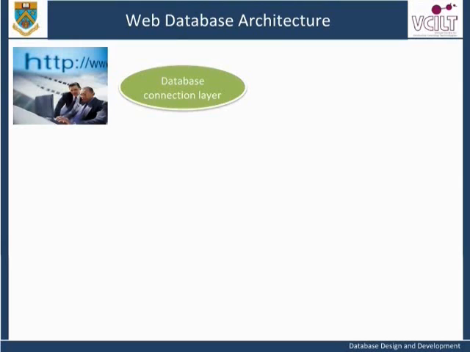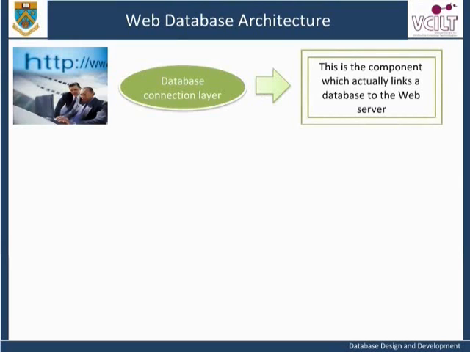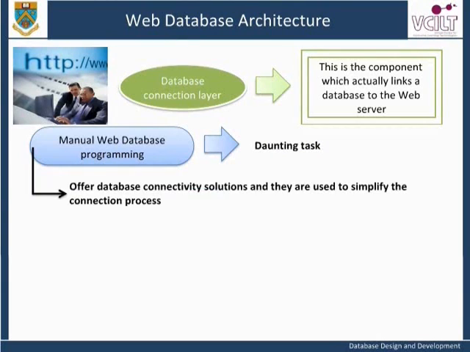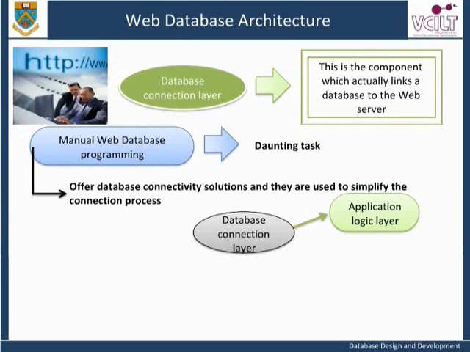Database connection layer. This is the component which actually links a database to the web server. Because manual web database programming can be a daunting task, many current web database building tools offer database connectivity solutions, and they are used to simplify the connection process. The database connection layer provides a link between the application logic layer and the DBMS.